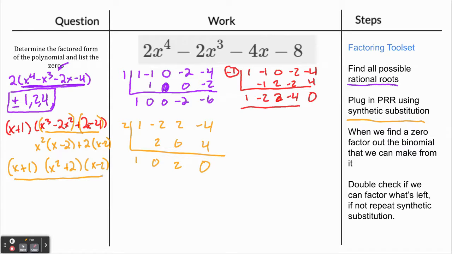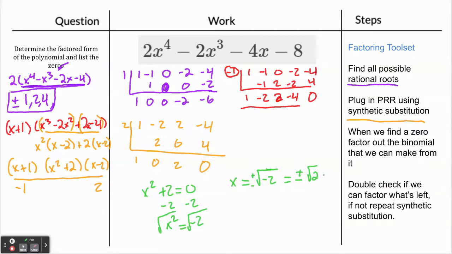And then we want to list the zeros. So the zeros here are going to be negative 1 and positive 2. And then for this one here, I'm going to do this in a different color to make sure that we can see it. To figure out what the zeros are, x squared plus 2 equals 0. I'm subtracting 2 from both sides. I get x squared equals negative 2. And now we have to worry about the square root of a negative number. This gives me x equals plus or minus the square root of negative 2, which is the same thing as plus or minus square root of 2 times i, because I know that if we take the square root of a negative number, that gives me i, imaginary.